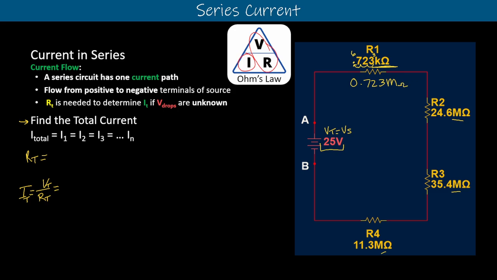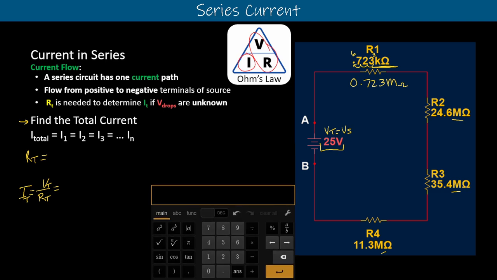Now we can add them all up. So we'll pull out our Desmos. We can say that we have 0.723 plus 24.6, those are both in mega ohms, plus 35.4 mega ohms, plus 11.3 mega ohms, and we're left with 72 mega ohms. So our total resistance, RT, is equal to 72 million ohms. Right, now we can plug it into our Ohm's law equation here that says our voltage, 25 volts, divided by our total resistance, 72 mega ohms, is going to equal our total current.